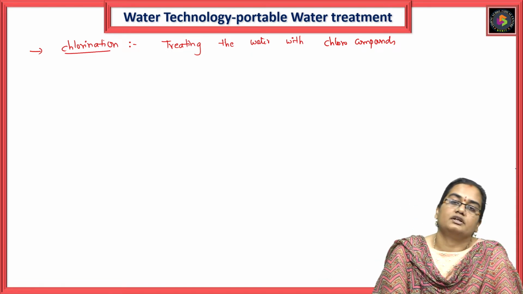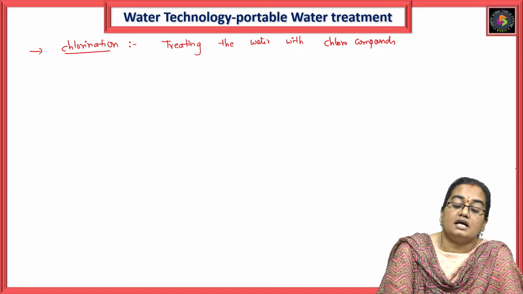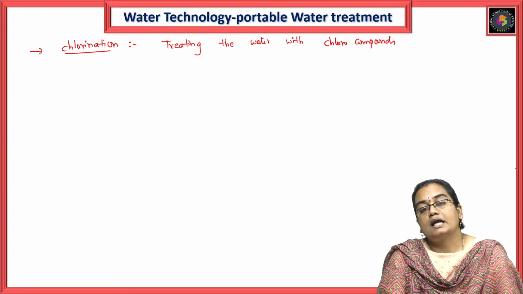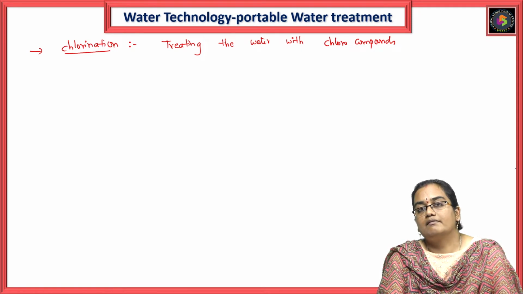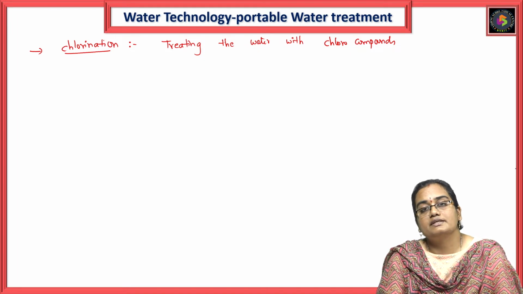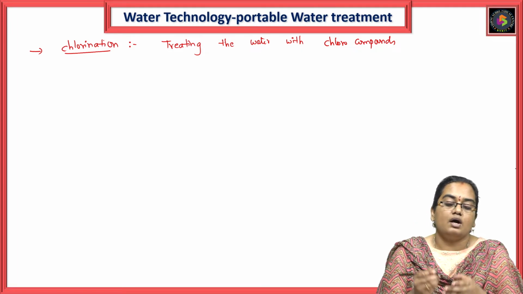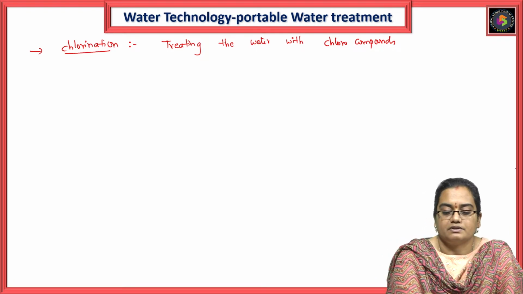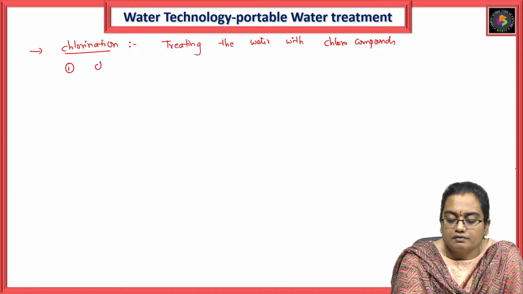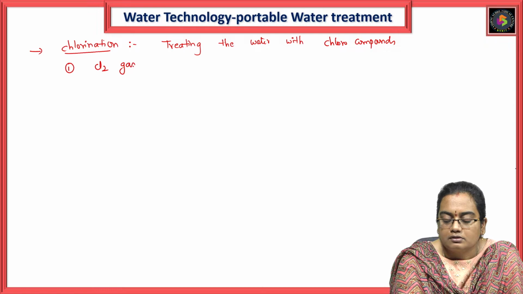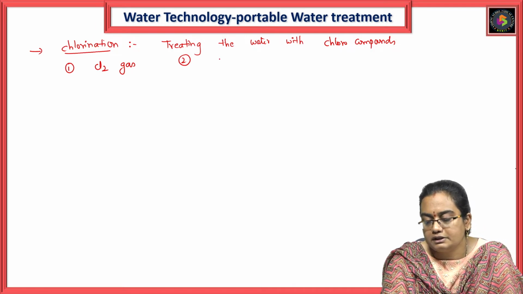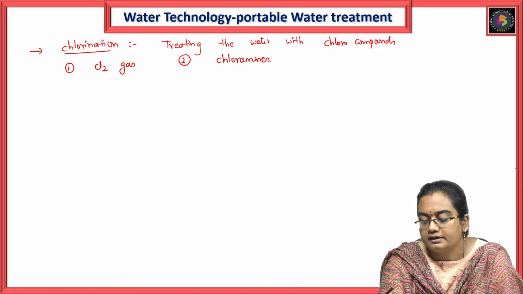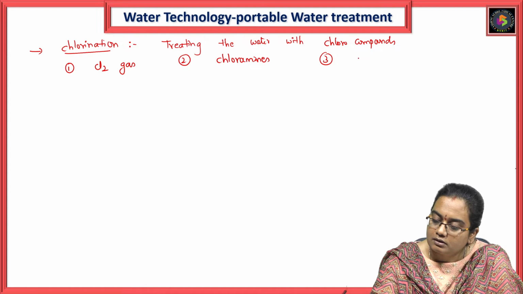We will discuss what compounds are used for chlorination, and why we are using only chlorine. Chlorine will kill the microorganisms very easily and it is abundantly available in nature. Because of that reason, this is the best method for municipal water treatment. Under this method, first, treating the water with chlorine gas. Second, treating the water with chloramines. And third, treating the water with bleaching powder.